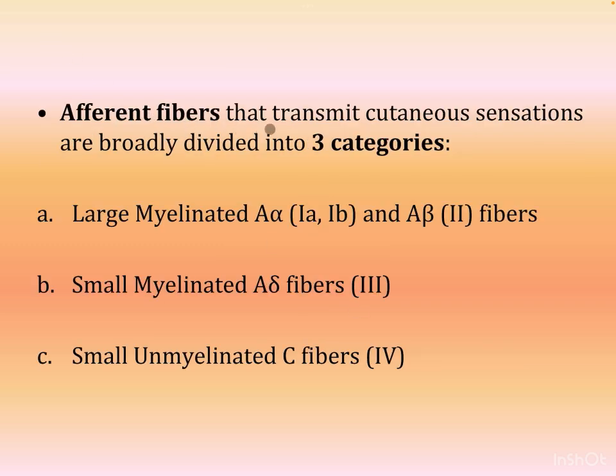Afferent fibers that transmit cutaneous sensation are broadly divided into three categories: large myelinated A alpha and A beta fibers, A alpha 1A and 1B, and A beta is type 2 fibers; small myelinated A delta type 3 fibers, and small unmyelinated C fibers, also known as type 4 fibers.